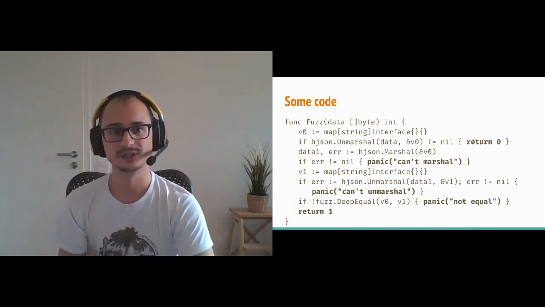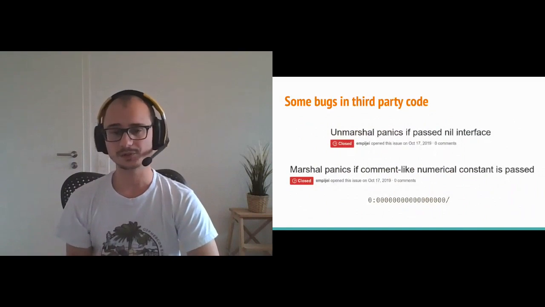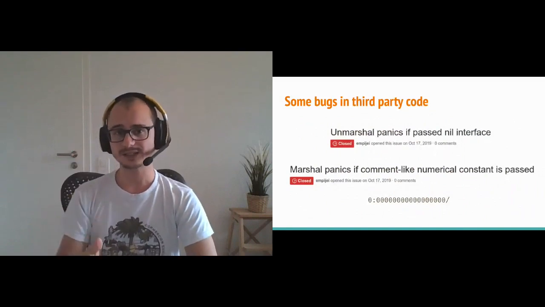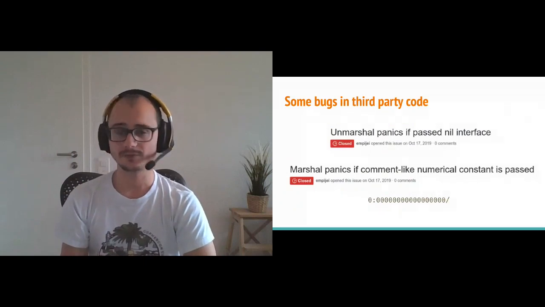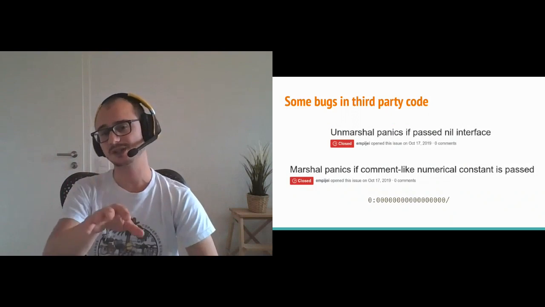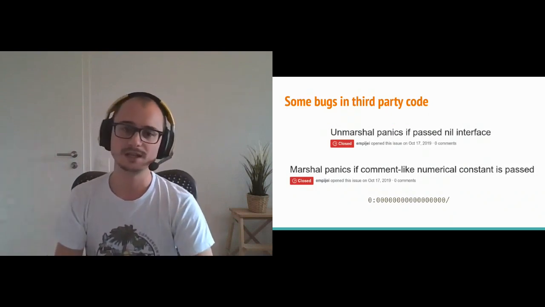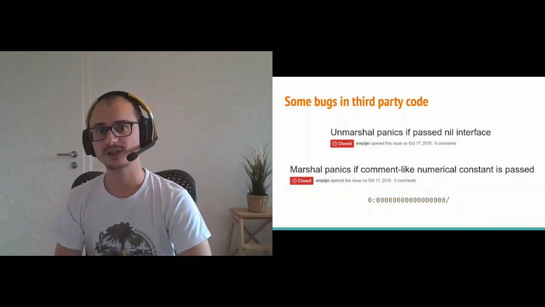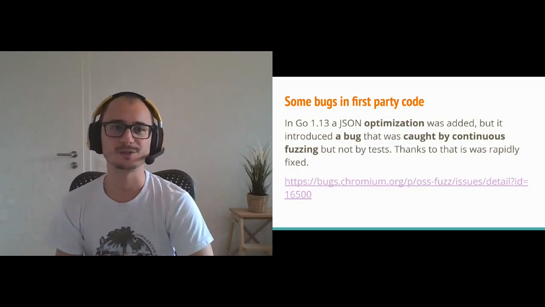yield different results. Well, I ran it on a pretty big and widely used open source library, and in 20 seconds, I found 2 bugs. They were both fixed, but if you look at the last string on the slide, which is 0, colon, a bunch of zeros and a slash, this is not something you would put in your unit test, and this caused a panic. So it's very useful.